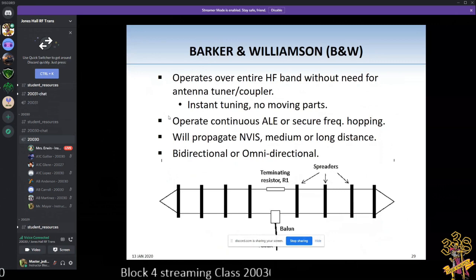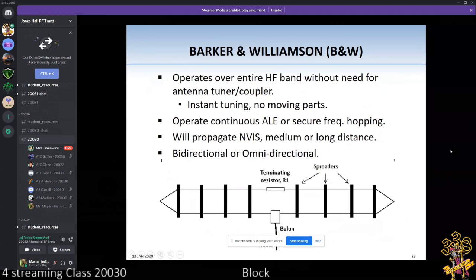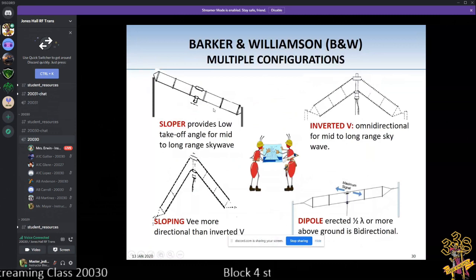It will propagate NVIS, near vertical incident sky waves, medium sky waves, or long distance sky waves. And that's going to be dependent upon the way it's put up. It can be bidirectional or omnidirectional. Again, how is it installed? There's different ways you can install it. Here it's a sloper, kind of looks similar to a long wire. A sloper can provide a low takeoff angle for mid to long range sky waves.